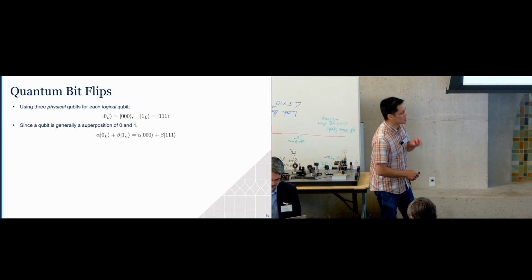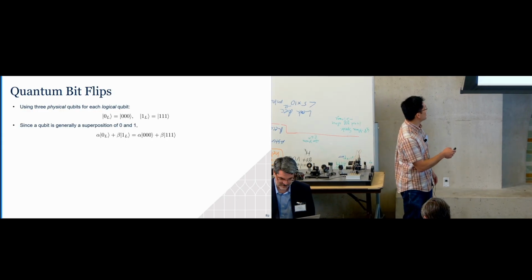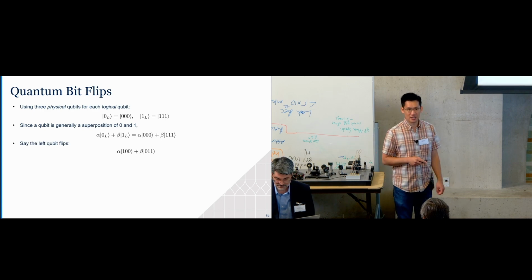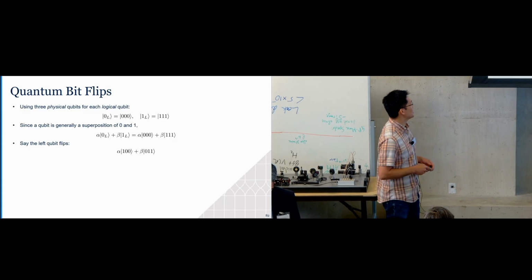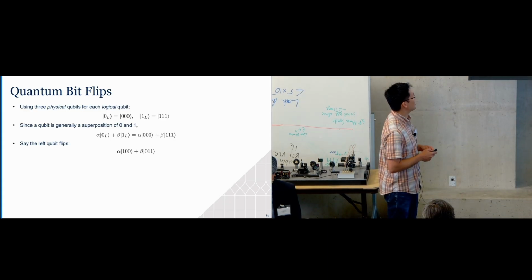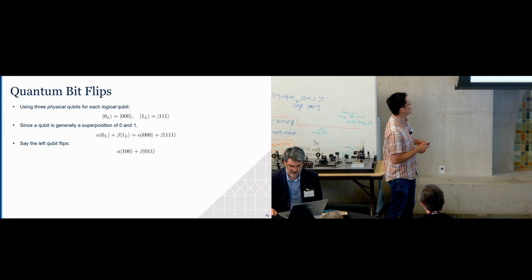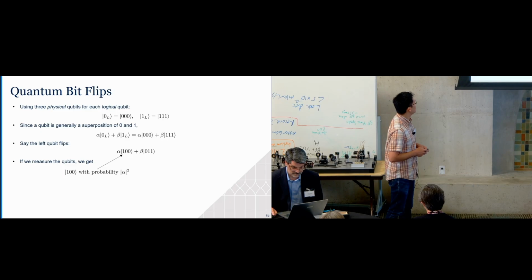In general, of course, a qubit is in a superposition of 0 and 1. And so physically, that would be alpha times 3 zeros plus beta times 3 ones. And so let's see how we can correct errors. Let's say we have a bit flip in the left qubit. That means that this nice pristine state becomes corrupted, so that 0 becomes a 1, and that 1 becomes a 0. So the idea here, well, let me back up.